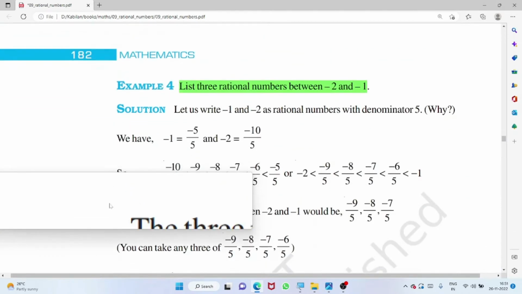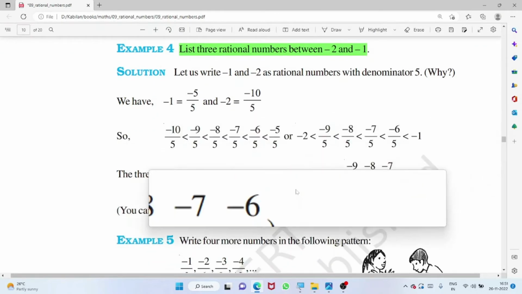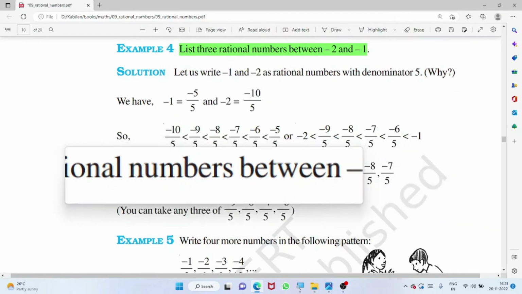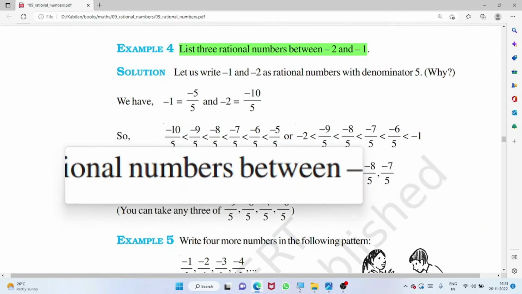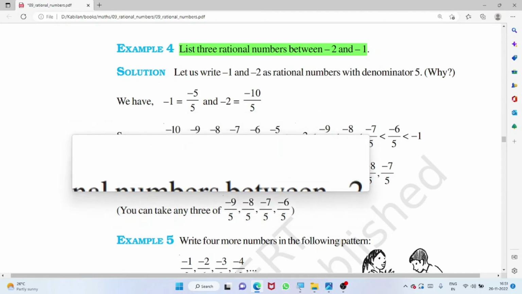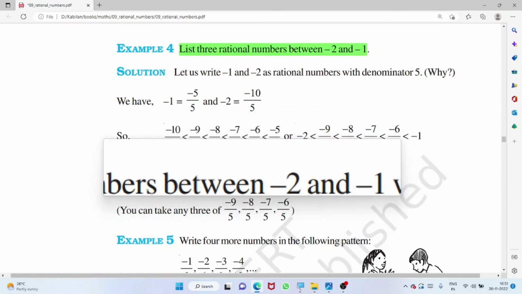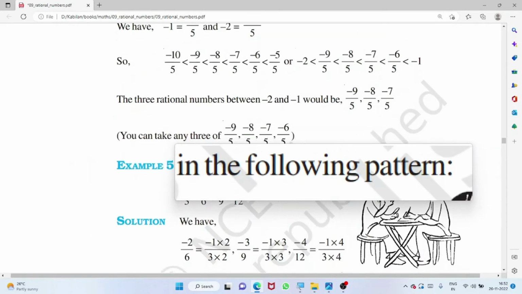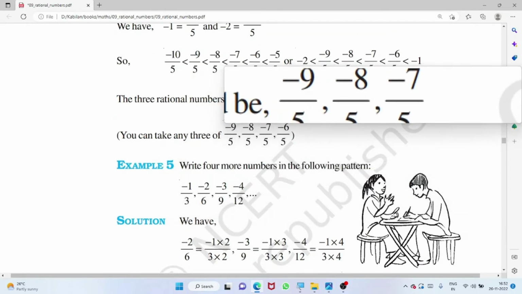List 3 rational numbers between minus 2 and minus 1. Minus 2 and minus 1: because we need 3 rational numbers, we are multiplying the numerator and denominator by 5. Okay, minus 1 will become minus 5 by 5, minus 2 will become minus 10 by 5. So in between, these are the rational numbers we can use.